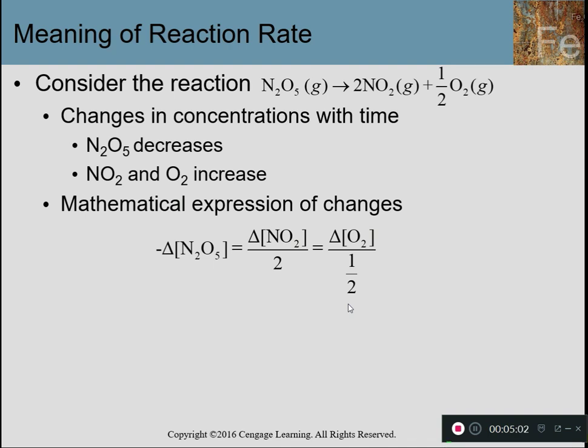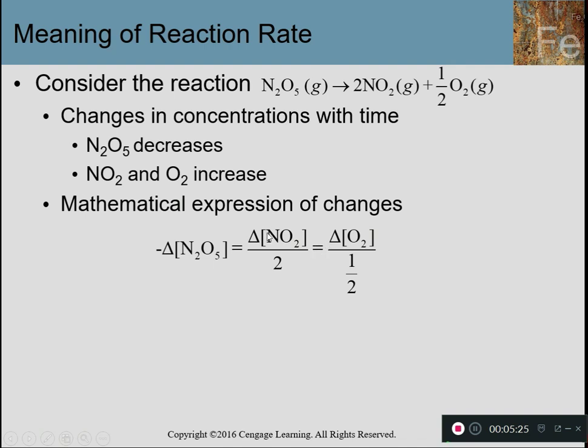Also, on that same regard, N2O5's rate of decomposition is going to be twice that of oxygen, because oxygen is going to be created at 1/2 the rate that N2O5 decomposes. So you would have to divide by the coefficient. Notice for each one of these, you get this interesting dynamic where you've got the change in concentration divided by the coefficient that is in the balanced chemical equation.